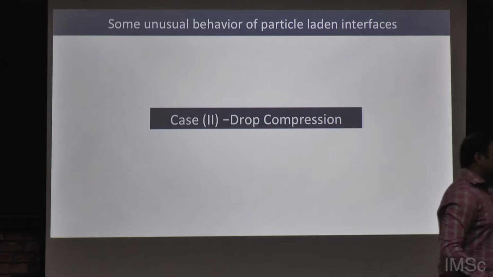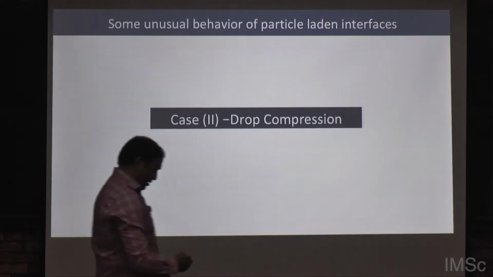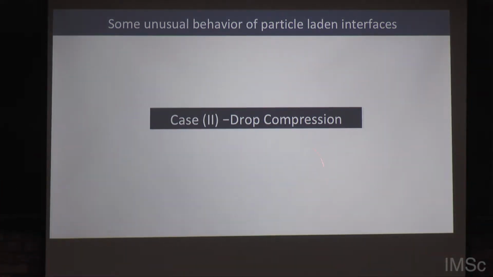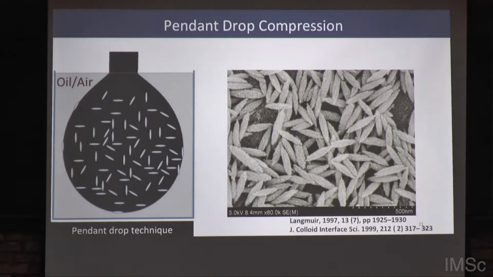I'm going to give examples from some other kind of experiments, where we were looking at what are called drop compression experiments. Again, these experiments are fairly simple. You can think about a balloon, and I have filled this balloon with a dispersion of these particles. So that's the balloon. This is actually what is called a pendant drop. You have a syringe, and you make a small drop by injecting a fluid from the syringe.